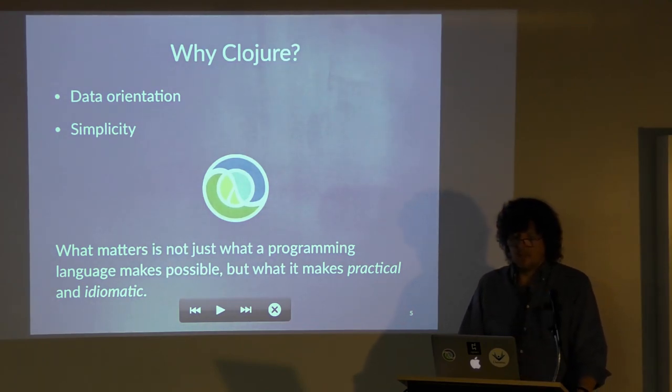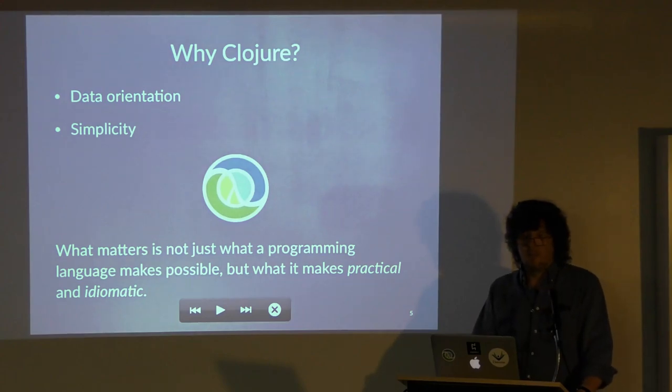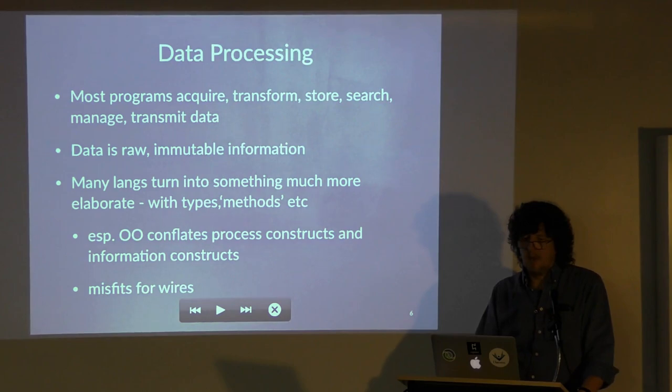But what matters is not just what is possible, but what's idiomatic and practical. And Clojure tries to make these two things the same. I think, again, in programming, we get sort of highfalutin about our programming languages and programming itself, and it's all about us. And it's really not. We used to call programming data processing. And then we were too cool to do that anymore. But this is what we do, right?